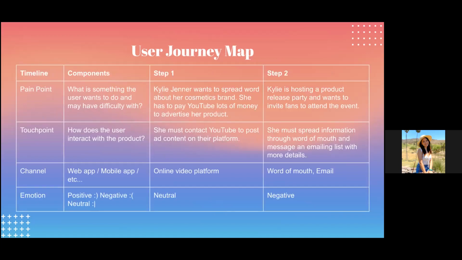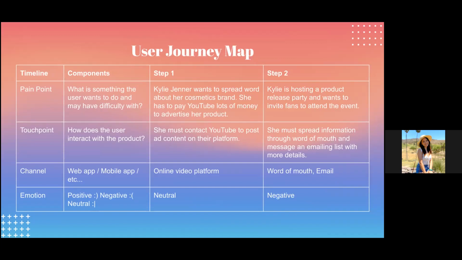So I made a sample user journey with Instagram. So what's a pain point? Let's say Kylie Jenner wants to spread word about her cosmetics brand. She needs to advertise, but she has to pay YouTube lots of money for an advertisement. And how does the user interact with it? She must contact YouTube, post an ad, pay lots of money. And this channel is through an online video platform. That's slightly neutral, like it's annoying, but not super.